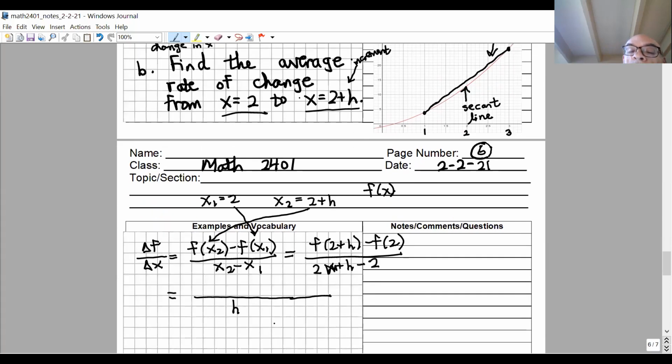So f of x was 2x squared plus 3x minus 1. All right, so first I have to take 2 plus h and plug it into my function formula. Yuck. So I'm going to get 2 times (2 plus h) squared plus 3 times (2 plus h) and then minus 1, right? See that? Because you're going to plug 2 plus h in for x in your function formula.